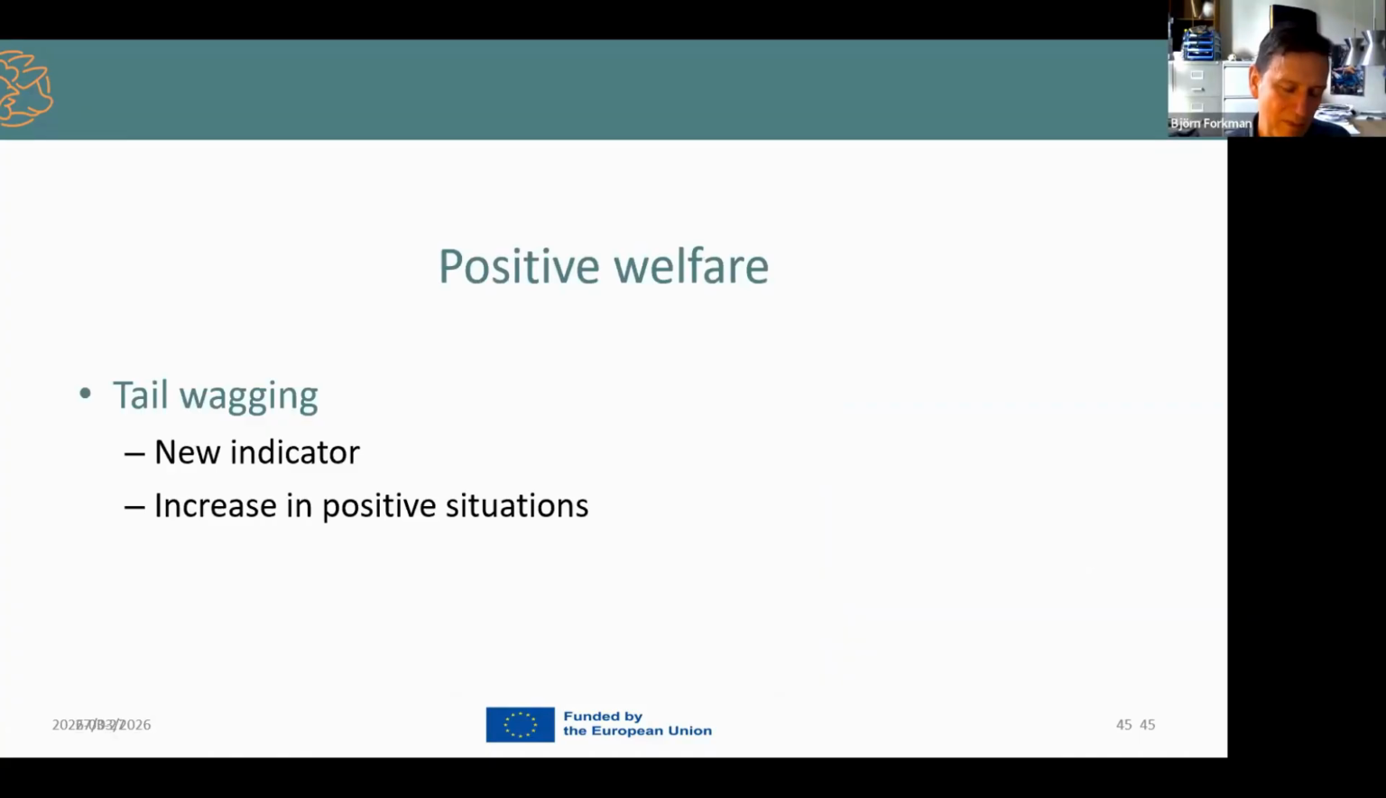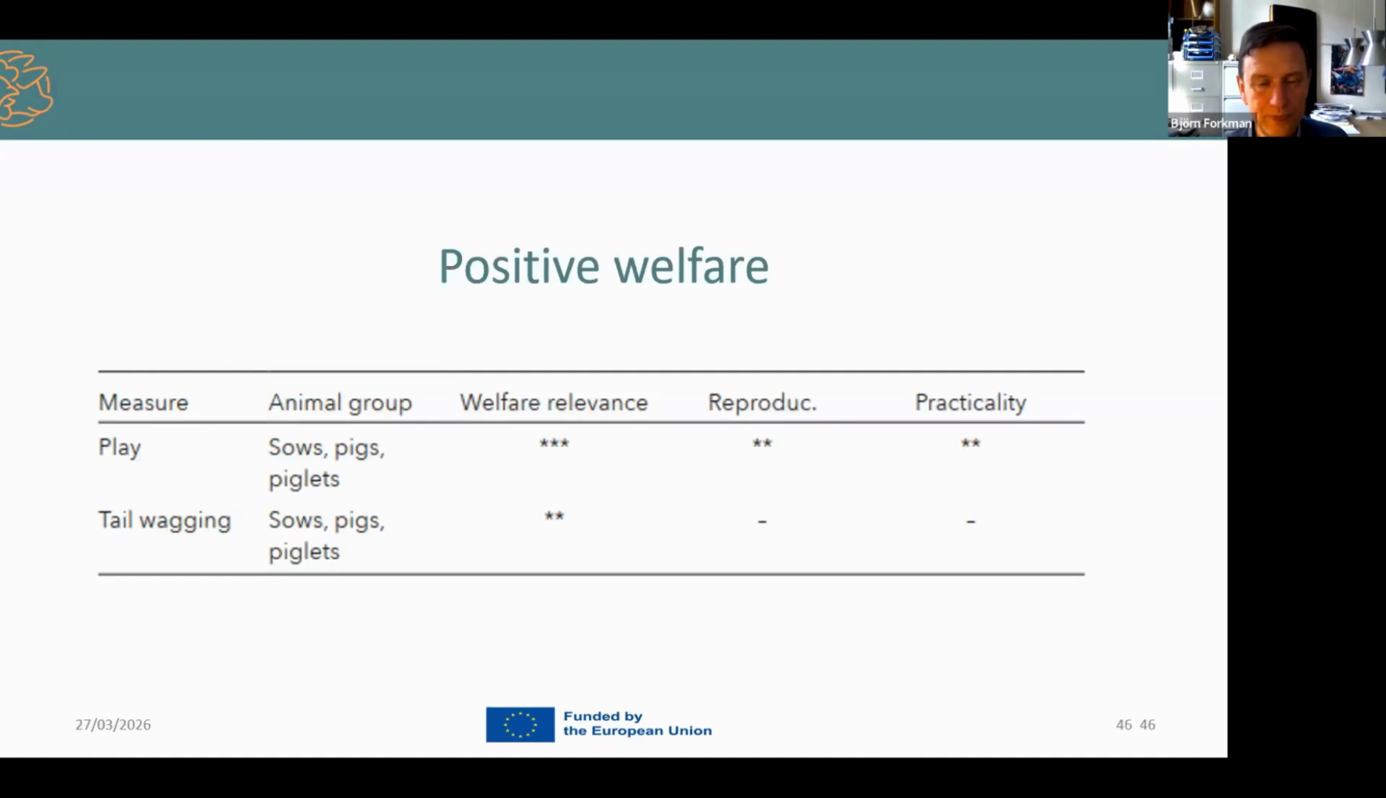There are some other possibilities, some candidates like tail wagging in pigs. People have tried to suggest that this may be an indicator of positive welfare. They do show an increase in positive situations, but it's a relatively new indicator, and as far as I know, it hasn't been included in any of the animal welfare schemes. So we don't have a lot of good positive welfare indicators in pigs yet. Hopefully they're coming.